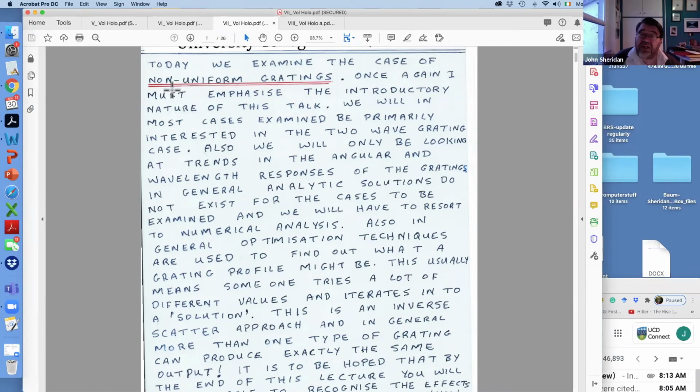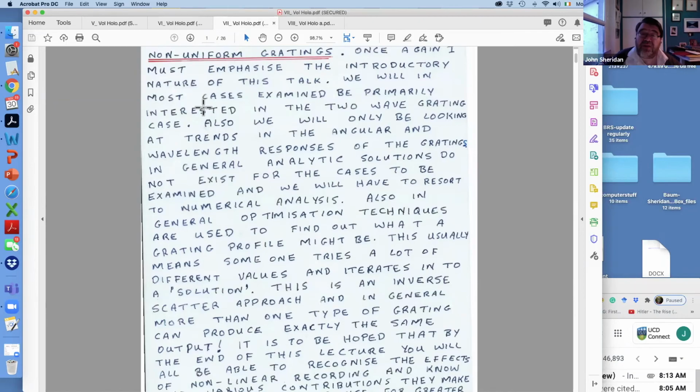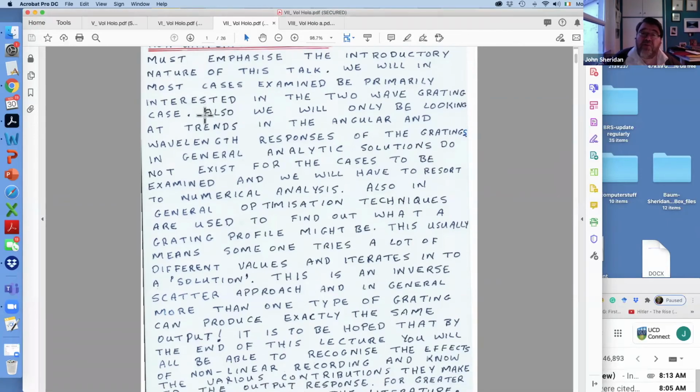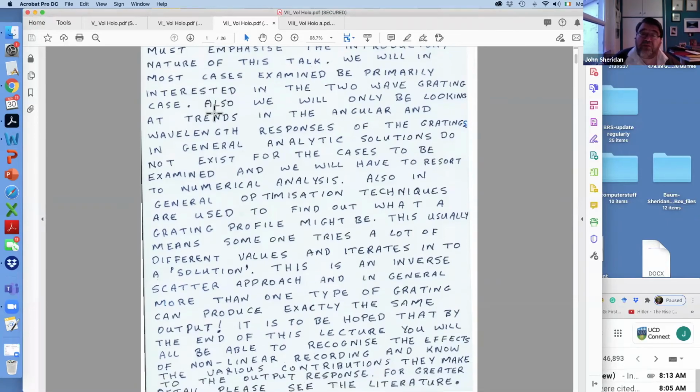And again, I mentioned to you as a number that we've got very strong materials now that go up to about maybe 0.1, 0.2 of modulation refractive index, but your more standard materials are going to be at about the 0.1, 0.01, 0.02, 0.04. Okay, so you need to go away and read the stuff that I've given you. But we are beyond Kogelnik now, and we're going to tie in with Gaylord. Once again, I must emphasize the introductory nature. In most cases examined we're primarily interested in the two-wave grating case.